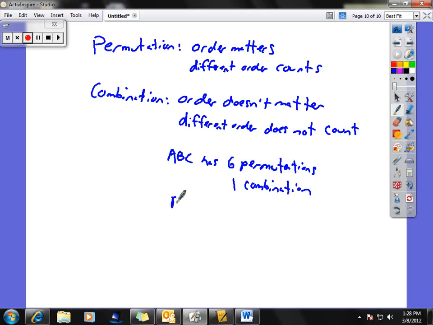Let me just put that down. BAC is a different permutation, but the same combination.